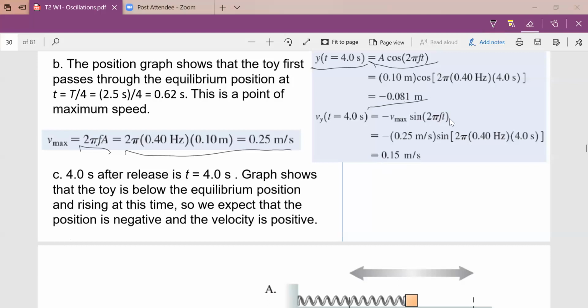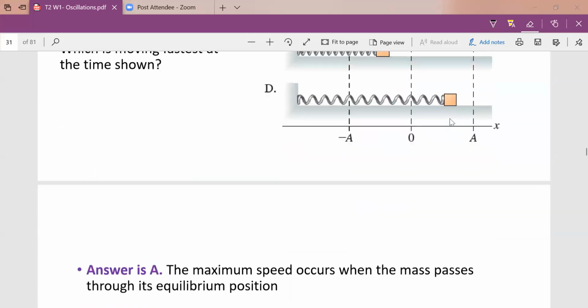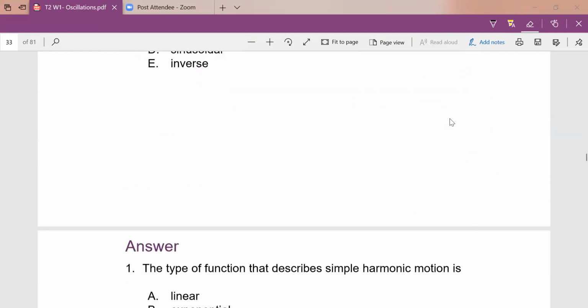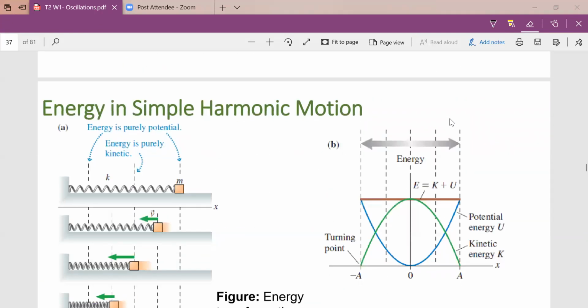Okay. So we'll have some practice questions here as usual, and then we'll begin our next class on energy in simple harmonic motion. And we should be able to round up chapter 14 of our class this first week.